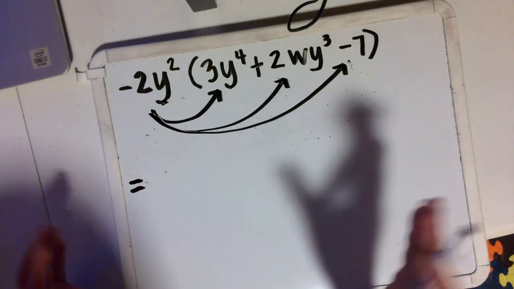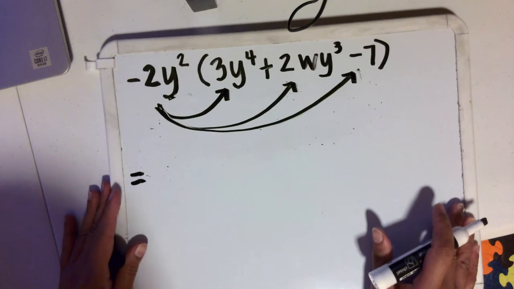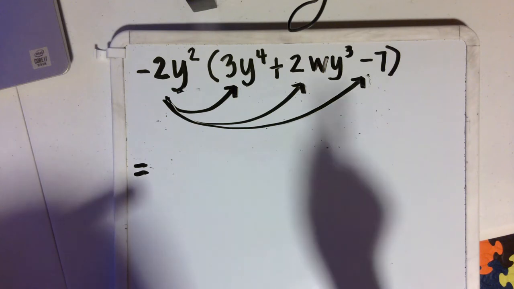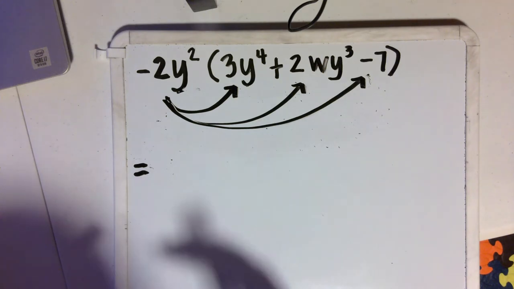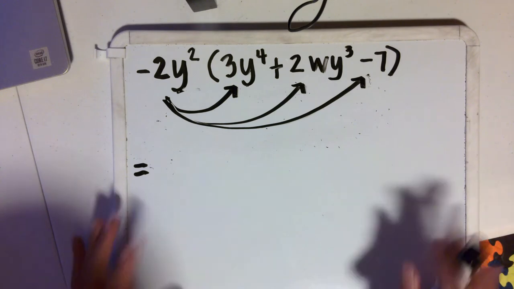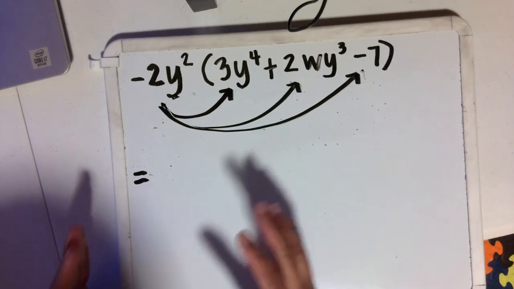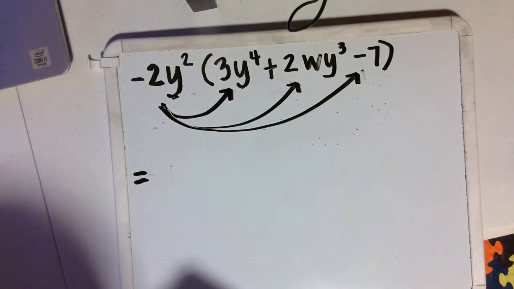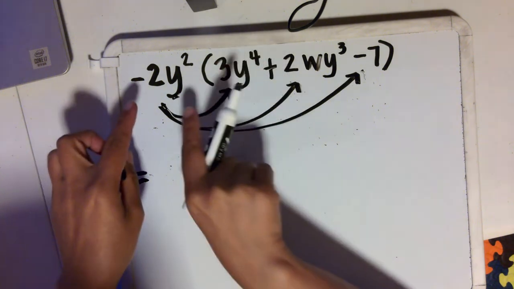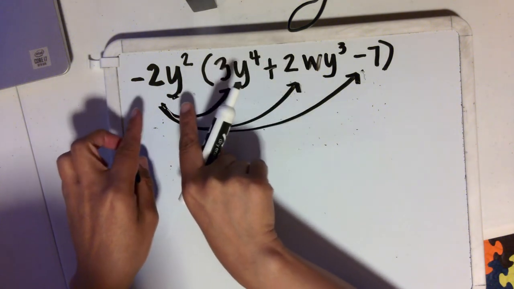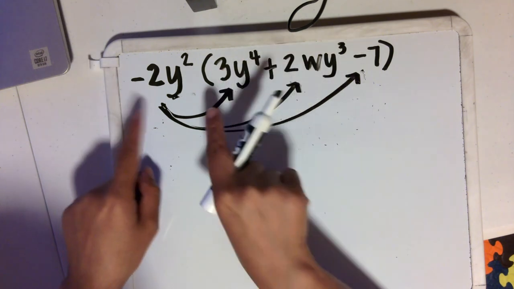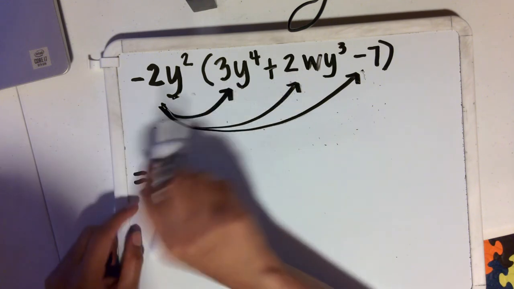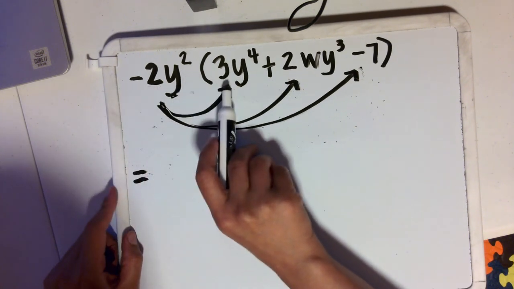Now, when you're multiplying them, please remember the rules in multiplying rational numbers or the rules in multiplying integers. I do have a video about that. Please check that out. It's called Multiplication and Division of Integers, because we will follow the multiplication rules in this kind of situation. Why? Because when you're multiplying terms, even with variables, you are going to pay attention to the signs and you will follow the rules of multiplying integers. So here we have negative 2y squared times 3y to the fourth.